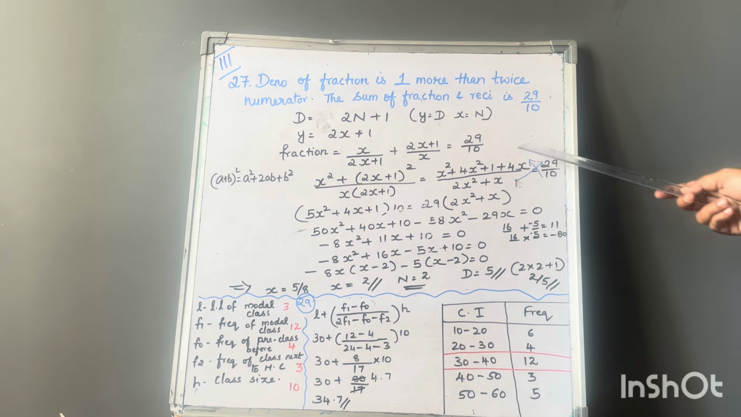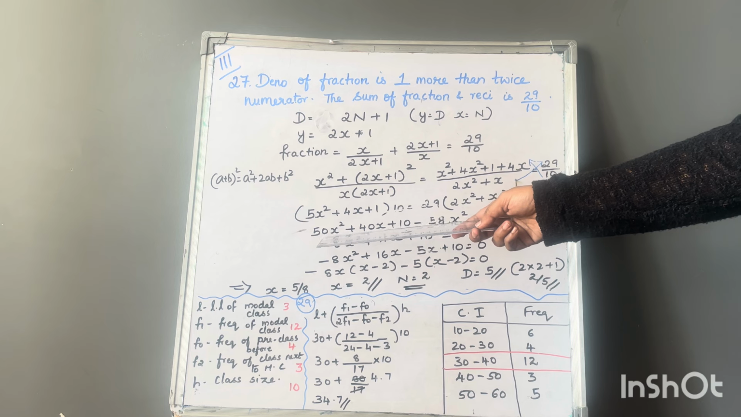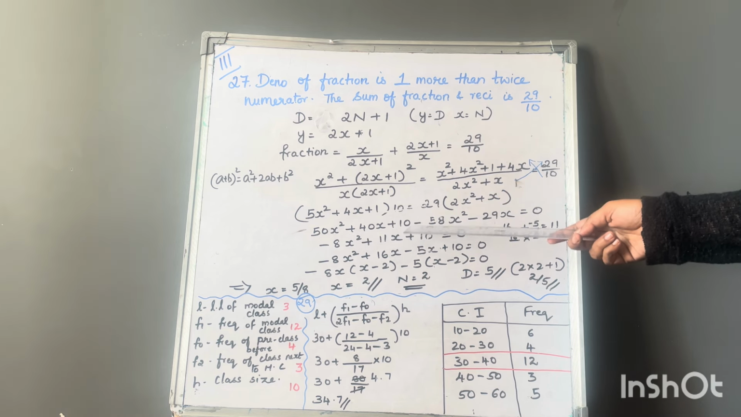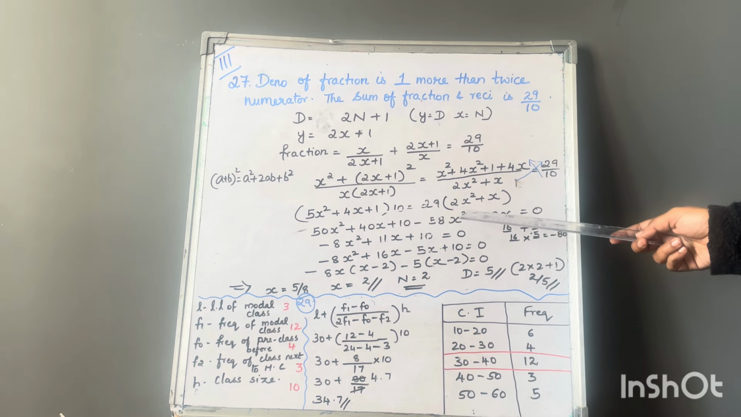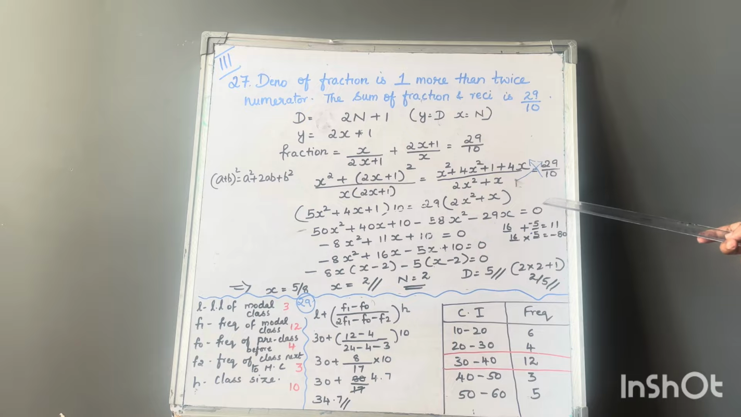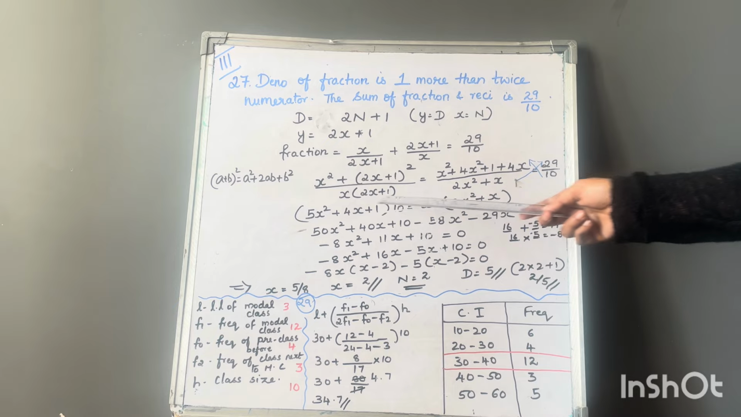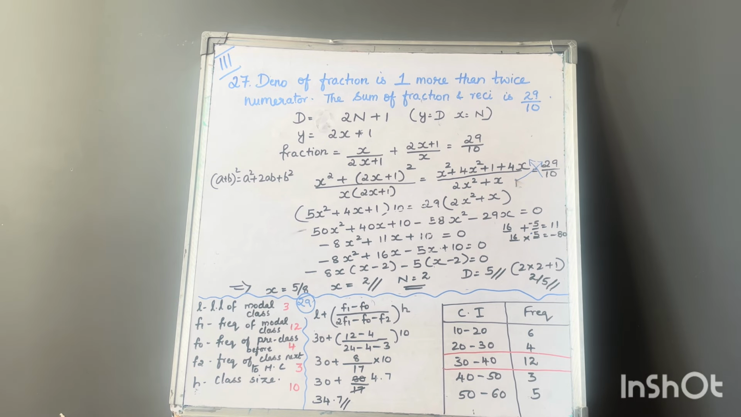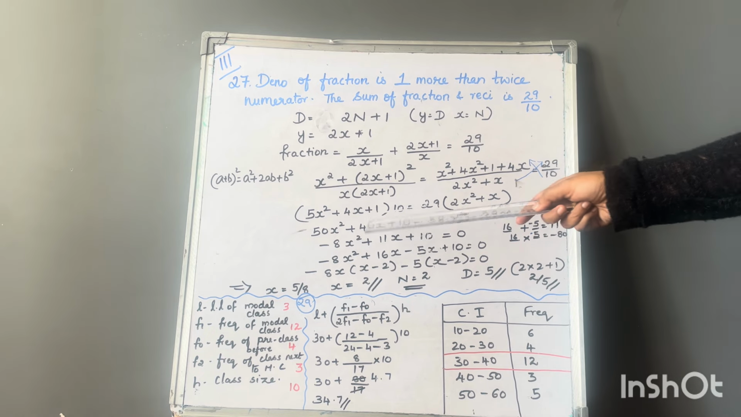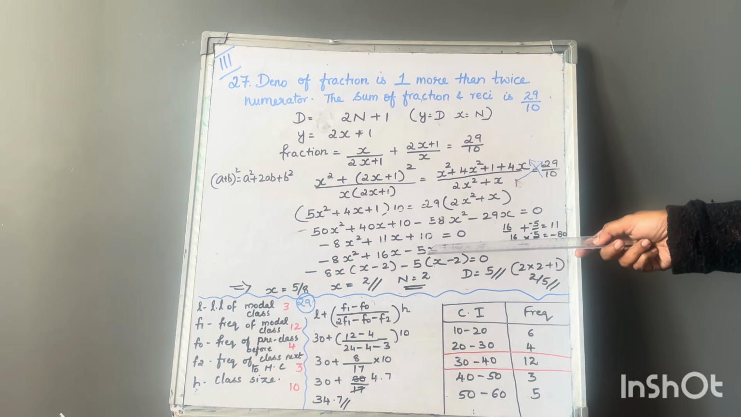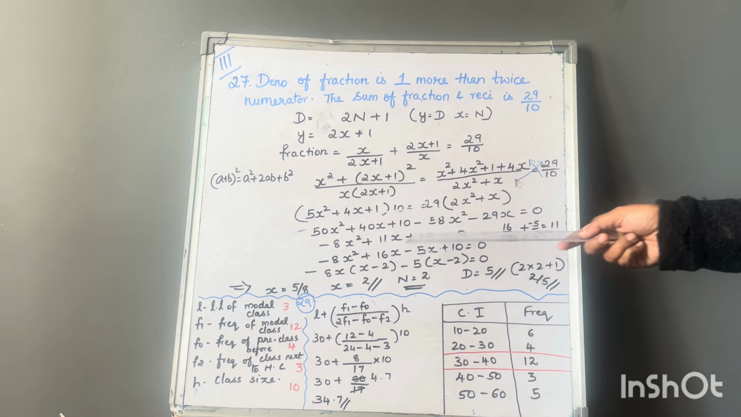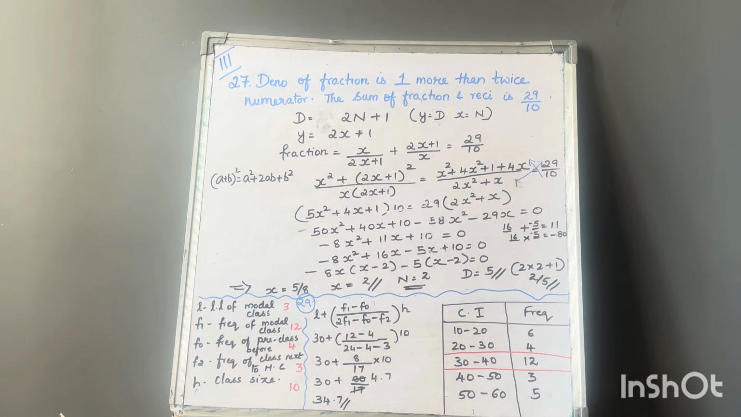Then we cross multiply with 10. We get 50x square plus 40x plus 10 minus 58x square minus 29x equal to 0. We simplify this and get a quadratic equation in x: minus 8x square plus 11x plus 10 equal to 0. Now we have to solve this quadratic equation by splitting the middle term.